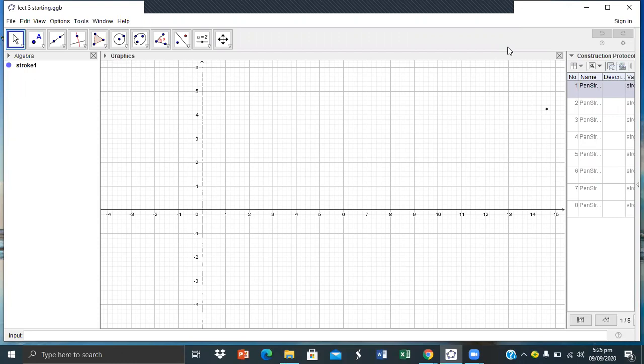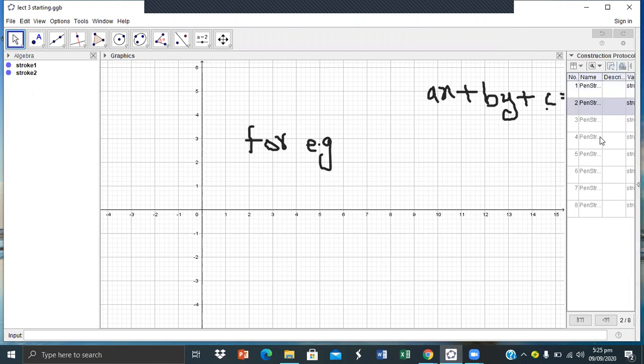Assalamualaikum student. Today we'll discuss the graph of ax plus by plus c. First of all, we need to explain what is representing ax plus by plus c. So here are some examples of the graph of ax plus by plus c. I'll show you.